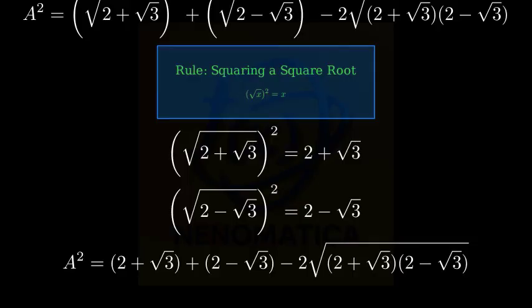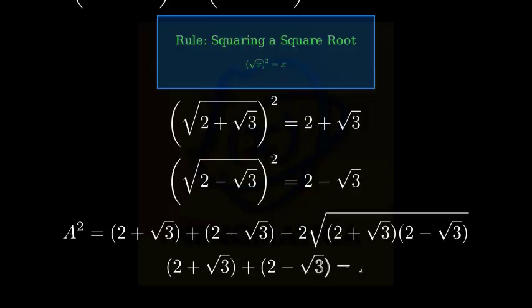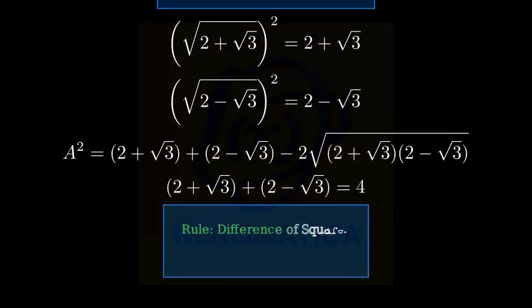Let's simplify further. The terms 2 plus square root of 3 plus 2 minus square root of 3 combine to give us 4 because the square root of 3 terms cancel out. Now let's look at the expression under the square root, the product of 2 plus square root of 3 and 2 minus square root of 3. This is a difference of squares formula.